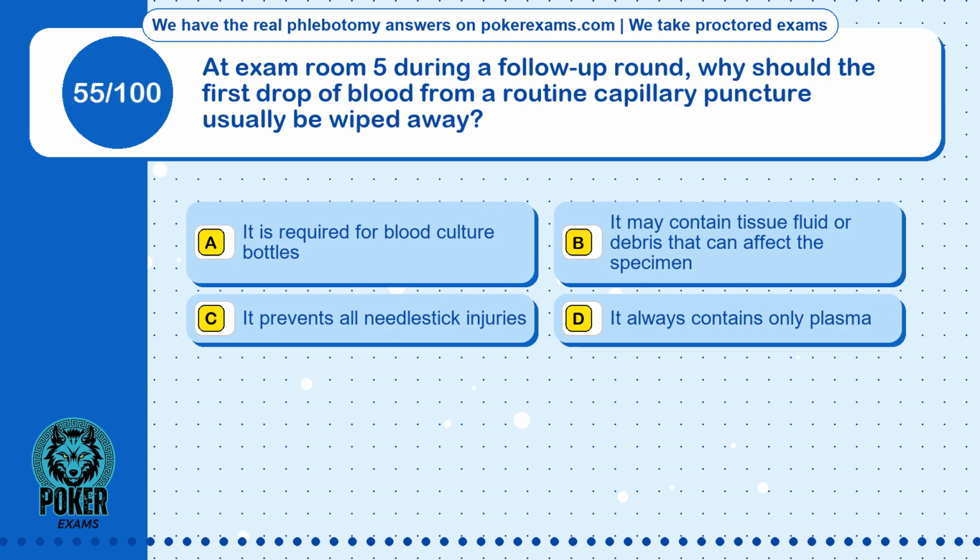Question 55. At exam room 5 during a follow-up round, why should the first drop of blood from a routine capillary puncture usually be wiped away? Option A. It is required for blood culture bottles. Option B. It may contain tissue fluid or debris that can affect the specimen. Option C. It prevents all needle stick injuries. Option D. It always contains only plasma.